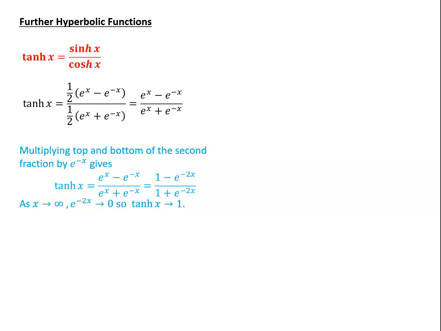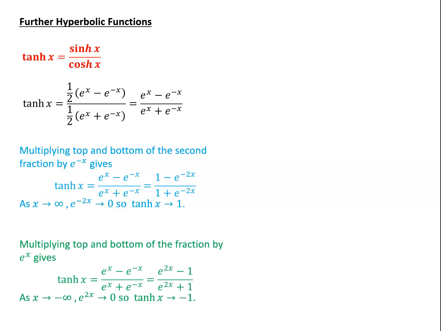Similarly, if we go back to the e to the x minus e to the minus x over e to the x plus e to the minus x expression, and multiply the top and bottom by e to the x, then we obtain tanh x equals e to the 2x minus 1 over e to the 2x plus 1. As x tends to minus infinity, e to the 2x tends to 0, so tanh x is going to tend to minus 1.